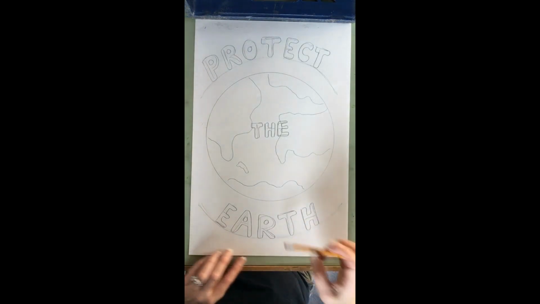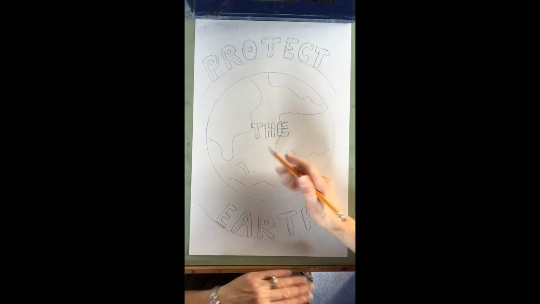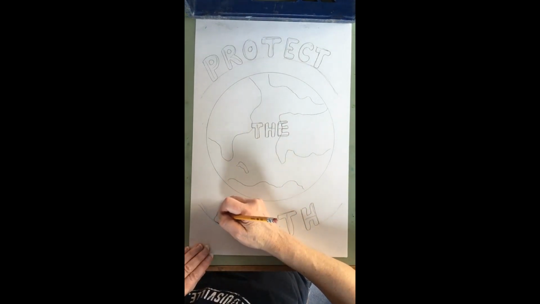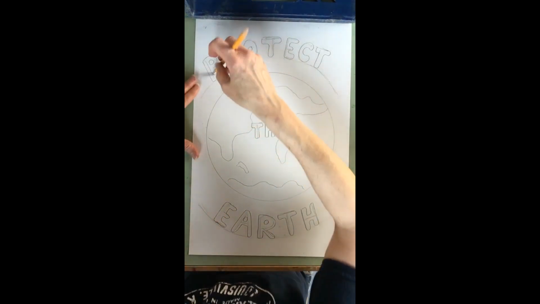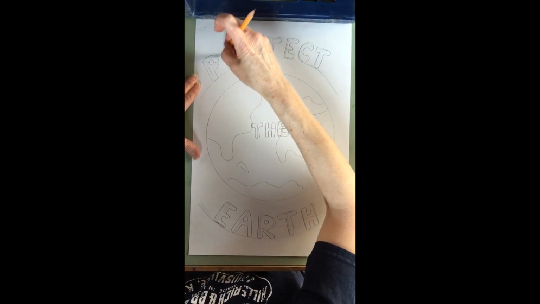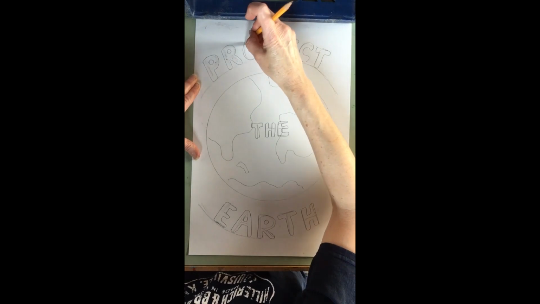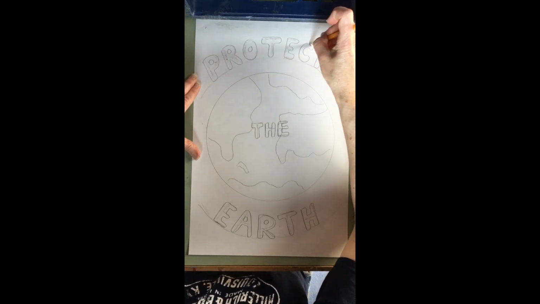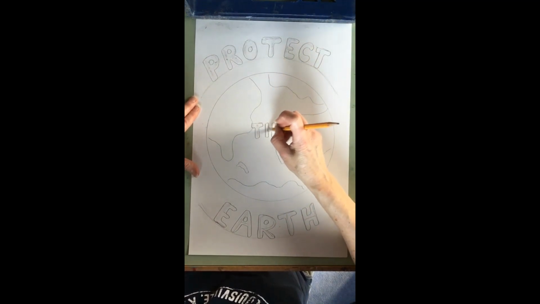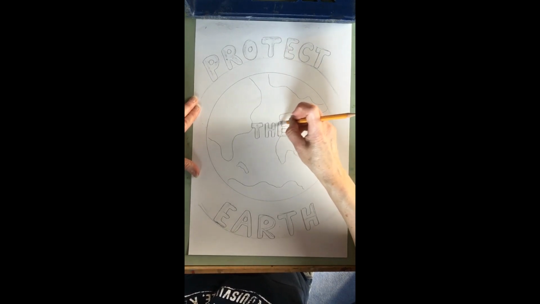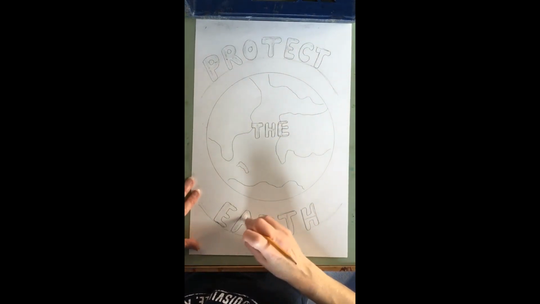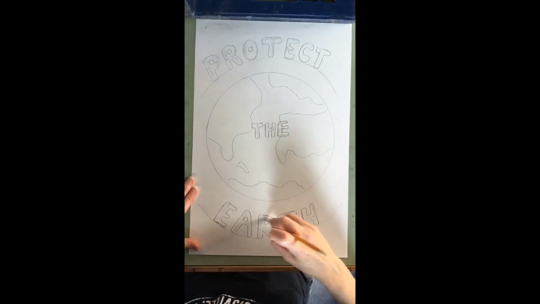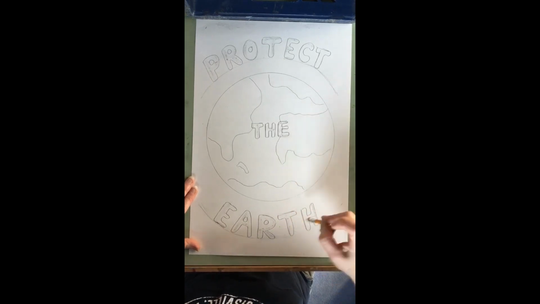Okay, next you can take a look at how you've done everything, make any adjustments that you might need to make. And erase anything that you don't want in your finished design. Once you've cleaned up your drawing, you can go ahead and choose the materials that you'd like to work with. If you'd like to work with colored pencils, crayons, markers, that would work great for a poster.